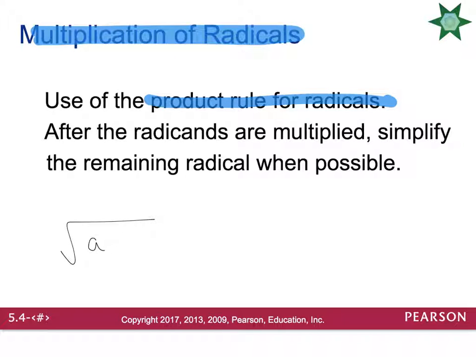The product of A times B in a radical, we can break them out. The square root of A times B is the square root of A times the square root of B. Now we're going to use it backwards. The square root of A times the square root of B is just the square root of A times B.